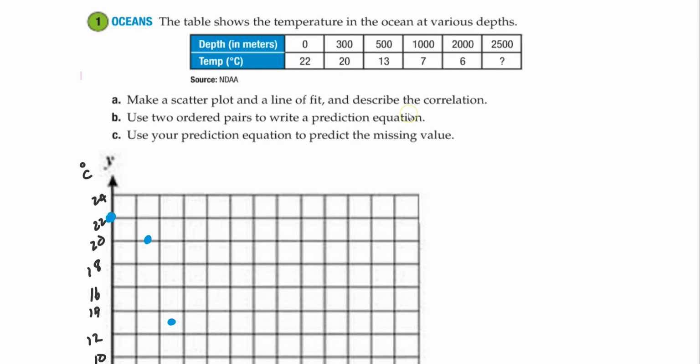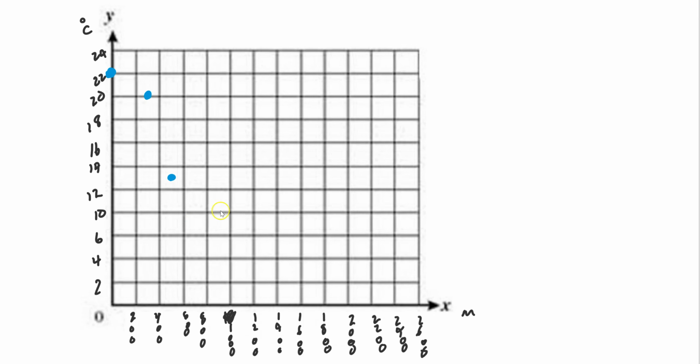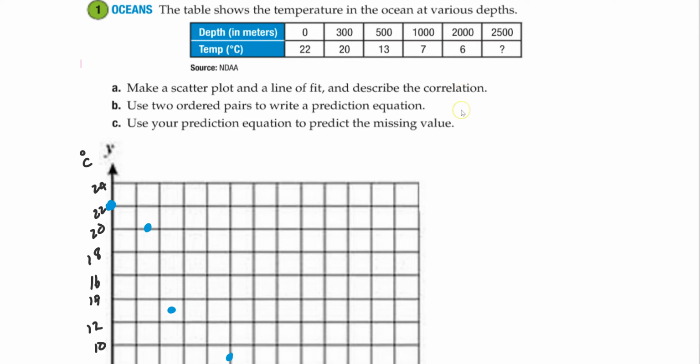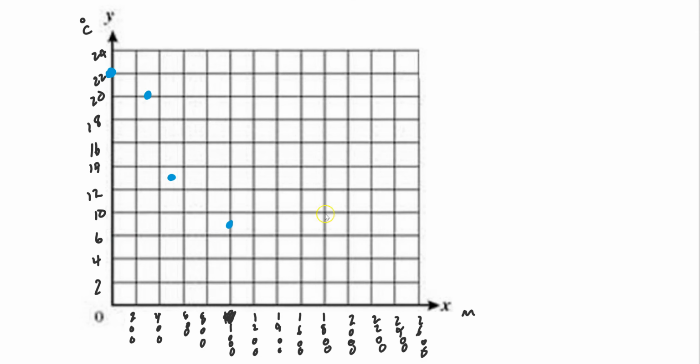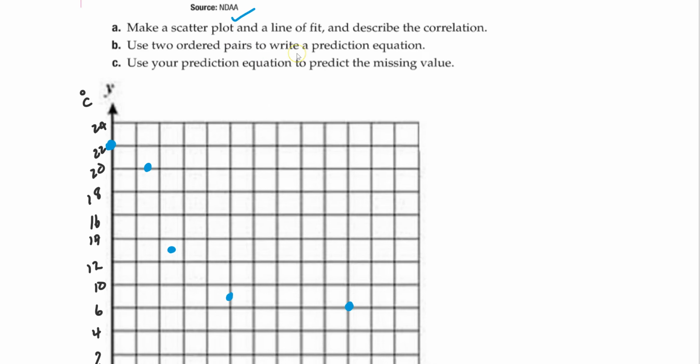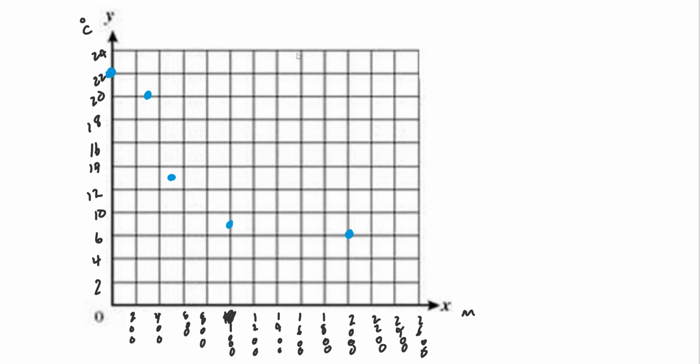And then at 1,000, I'm at 7. So 1,000, I'm at 7, so around here. And then at 2,000, I'm at 6. So all over here, I'm at 6. So I did my scatter plot. Check that off. Let's go to the line of best fit. So here's a very important thing with line of best fit, right? There's no right answer. You're just trying to draw a line.